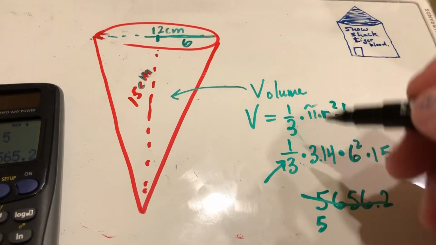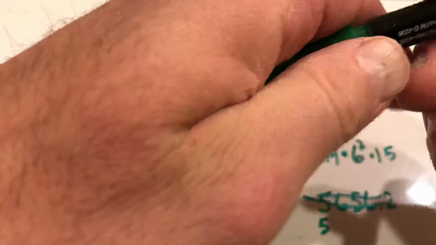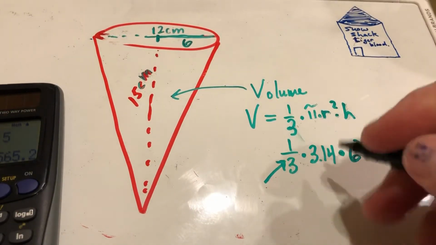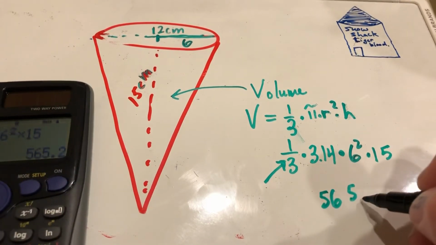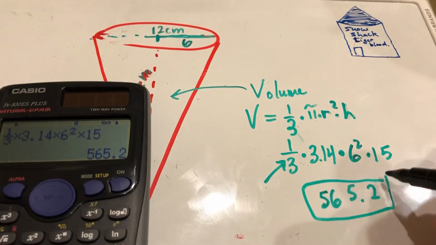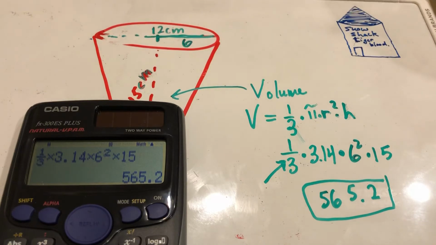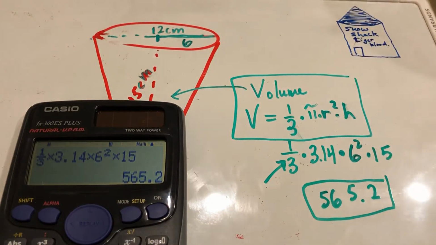Well, I guess you've been listening, hopefully. So, the answer is 565.2. You can kind of see how I typed it in here, right? Okay, so volume, formula, a little bit different, isn't it? Okay.